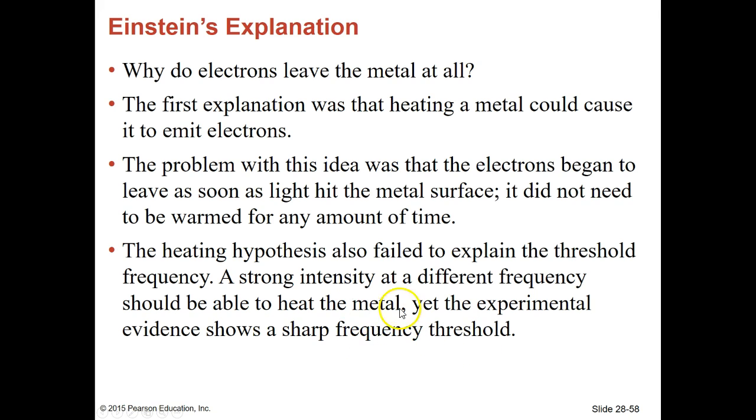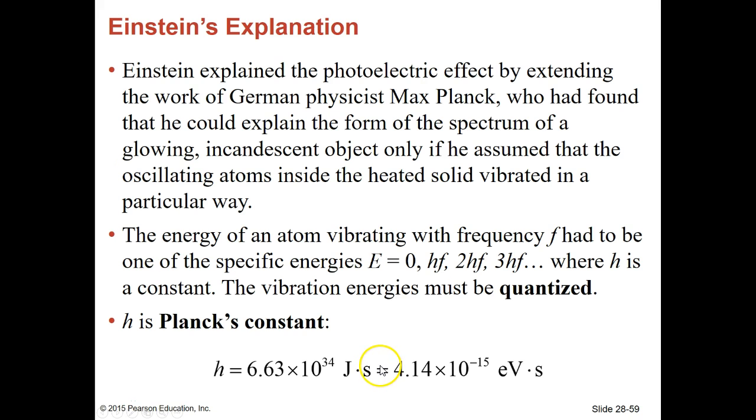So it didn't matter how much you heated it with a frequency that didn't eject electrons, it still would not eject those electrons. So Einstein explained that photoelectric effect by extending the work of a German physicist, Max Planck, who had found that he could explain the form of the spectrum of a glowing incandescent object only if you assume that the oscillating atoms inside the heated solid vibrated in a particular way. So he said that these vibration energies for each one of the different energies was quantized.